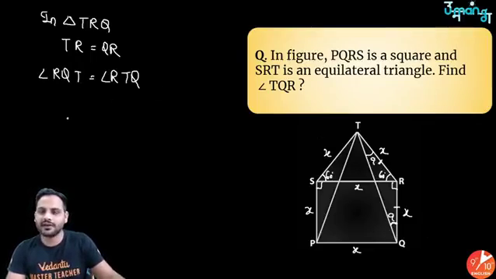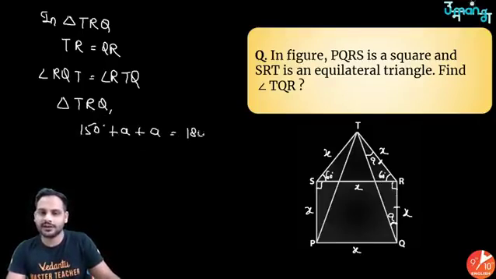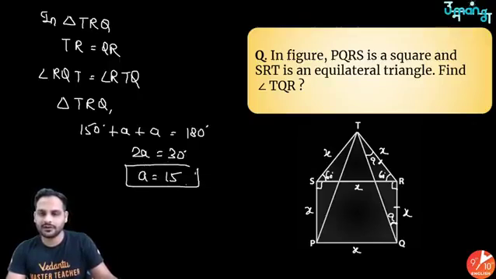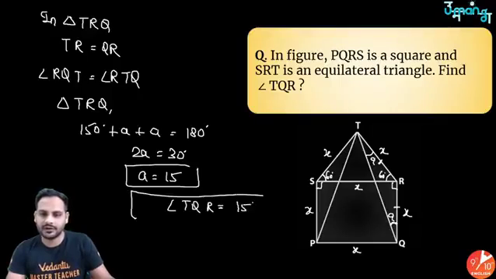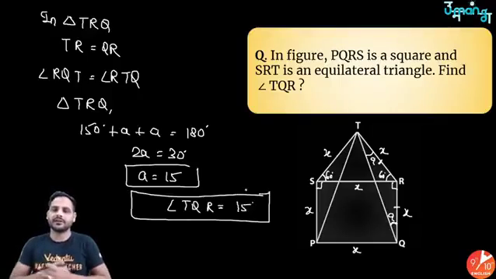So if I use the angle sum property in this triangle TRQ, I can say this 90 plus 60 is total 150 degree. 150 degree plus 2A is equal to 180 degree. So you got 2A is equal to 30 degree and A is equal to 15 degree. So the value of angle TQR is equal to 15 degree, right? So 15 degree is your correct answer.